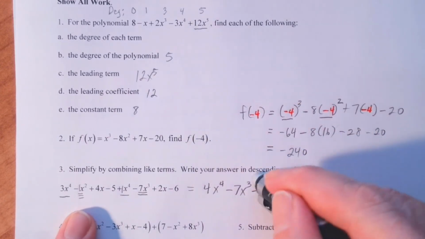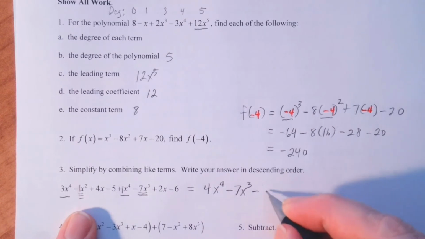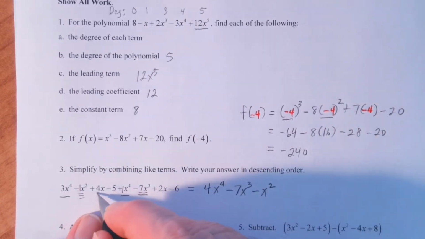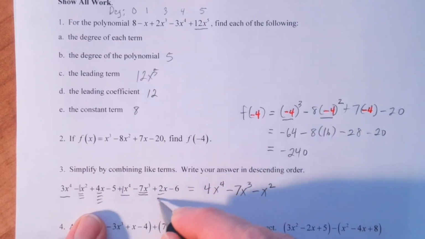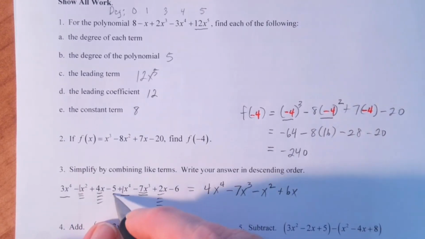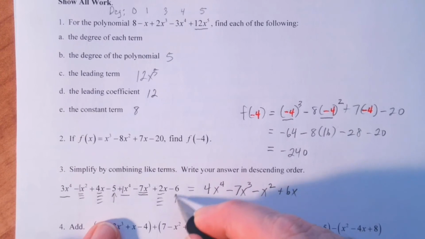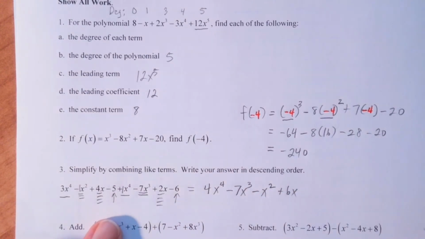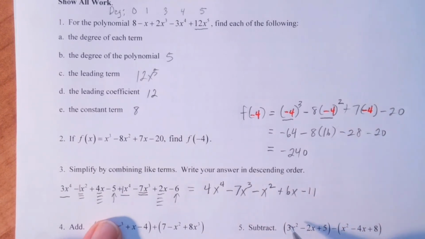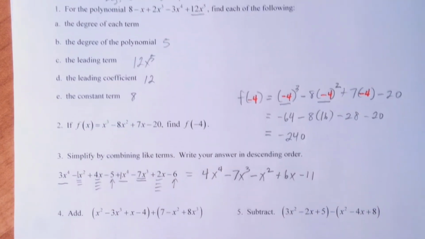You could put a 1, but we don't really need the 1 here. And then we've got a couple x terms, 4x and 2x. That's going to give us 6x, so plus 6x. And finally, we've got these minus 5 and minus 6 constant terms. That'll add up to a minus 11. And that looks good. Let's go ahead and move on to number 4.